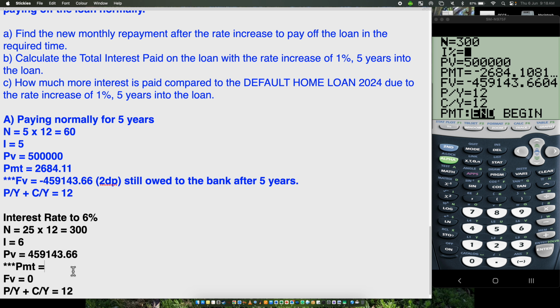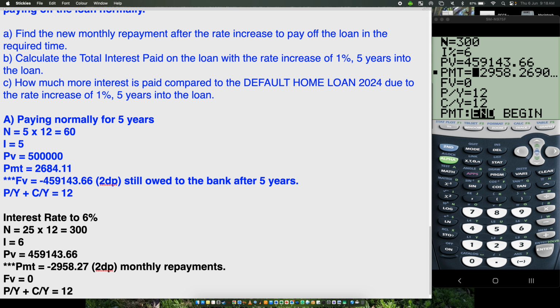So if I solve for this, I make this 6. PV is now going to be 459,143.66. I don't want to owe the bank anything at the end. Alpha, enter. Suddenly I'm going to have $2,958.27 to 2DP. Monthly repayments. So just under $300 more per month that you need to pay.